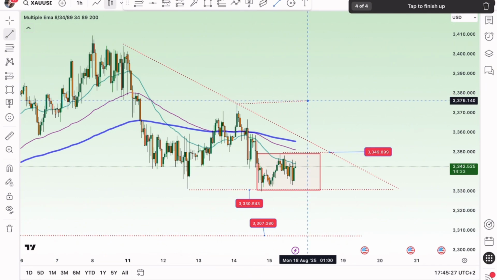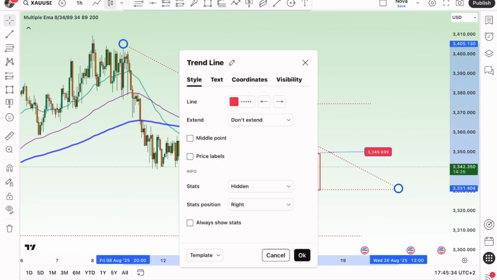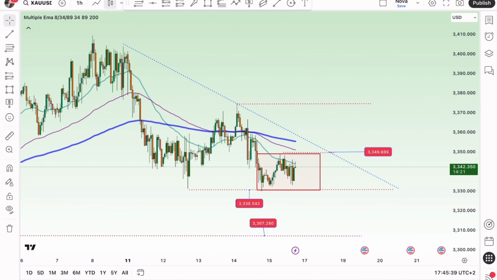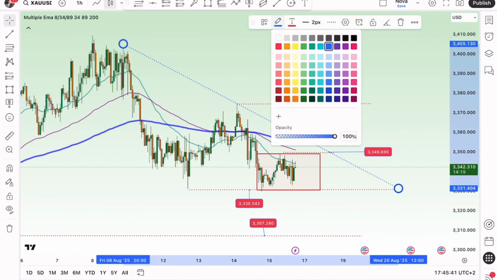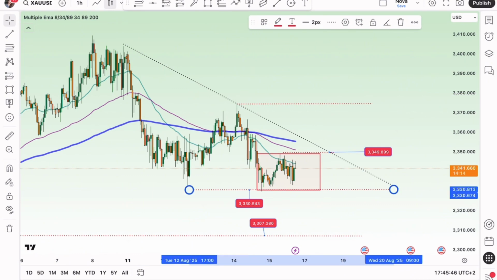Now, let's start with step 1. Find a high probability setup on the gold USD chart. Look for a clear signal on your gold chart, for example, a bearish reversal candlestick pattern like a shooting star or bearish engulfing at a significant resistance zone. This is your primary setup.